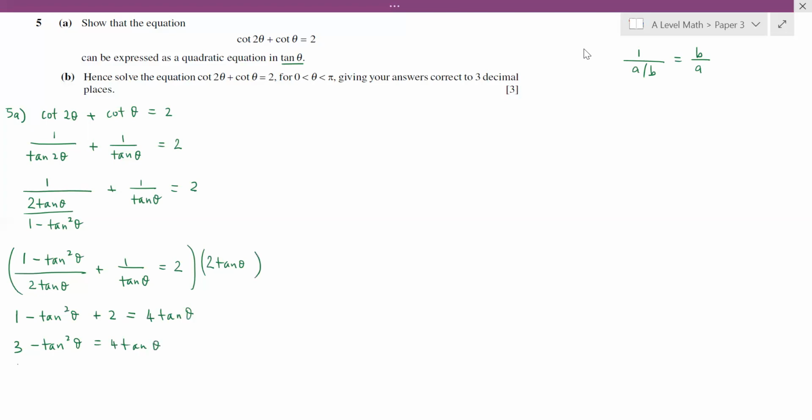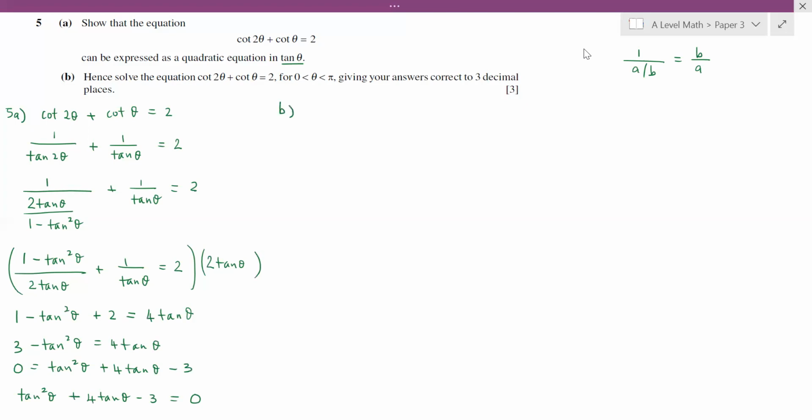Rearranging, we just move everything from the left to the right. We have tangent squared theta plus 4 tangent theta minus 3, or we can write tangent squared theta plus 4 tangent theta minus 3 equals 0. That would be the quadratic equation.